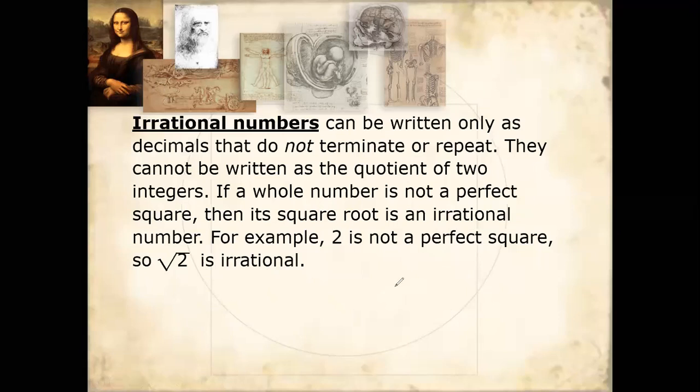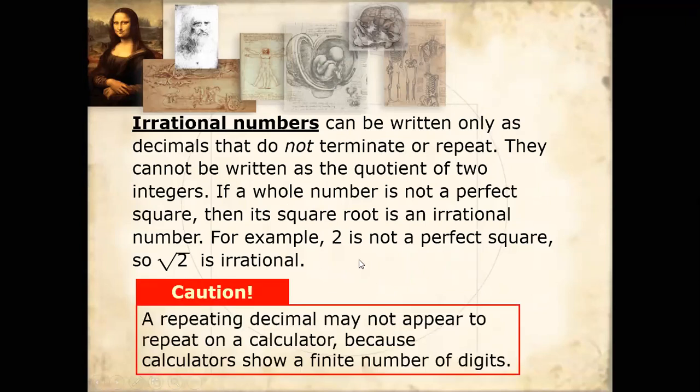Let me say something. Square root of 25. It will be 5. Rational or irrational? Rational. Yes. Square root of 7. Rational or irrational? Irrational. Thank you. So we know the difference between rational and irrational.